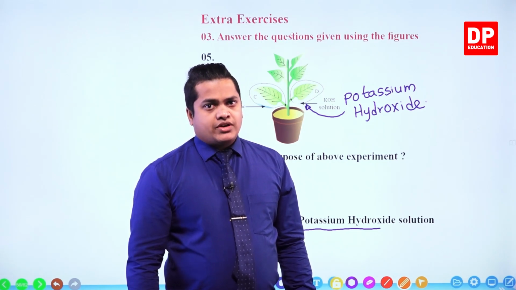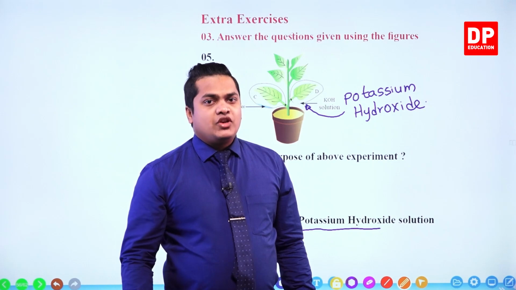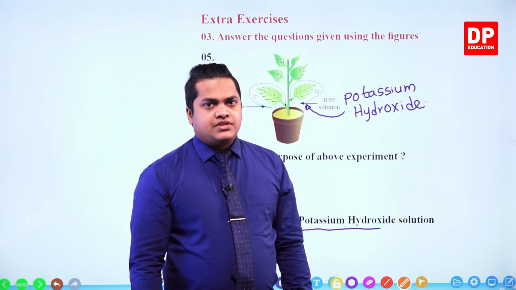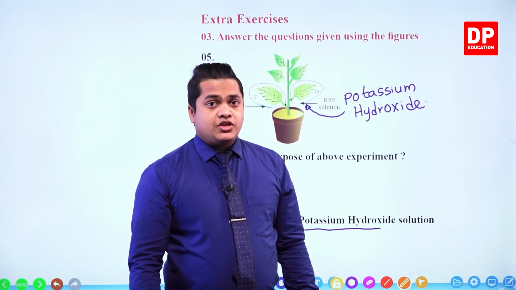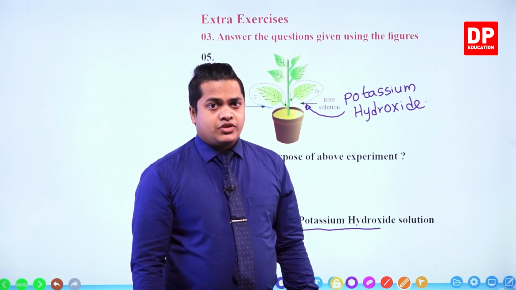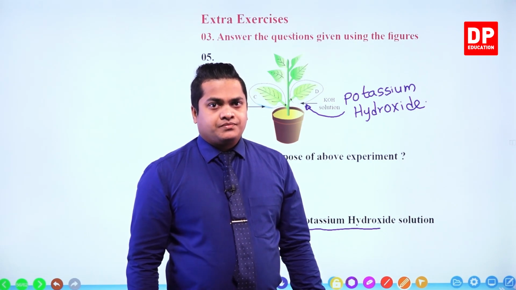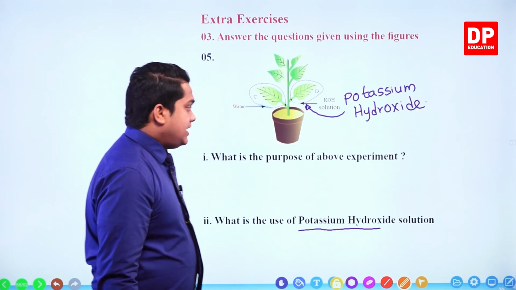If starch is not going to be produced, my dear children, we know that the color change also cannot be observed, right? We can't observe the color change. Iodine will not change into dark blue color from brownish yellow. It will remain in the same color, which is brownish yellow. Okay. Right then.